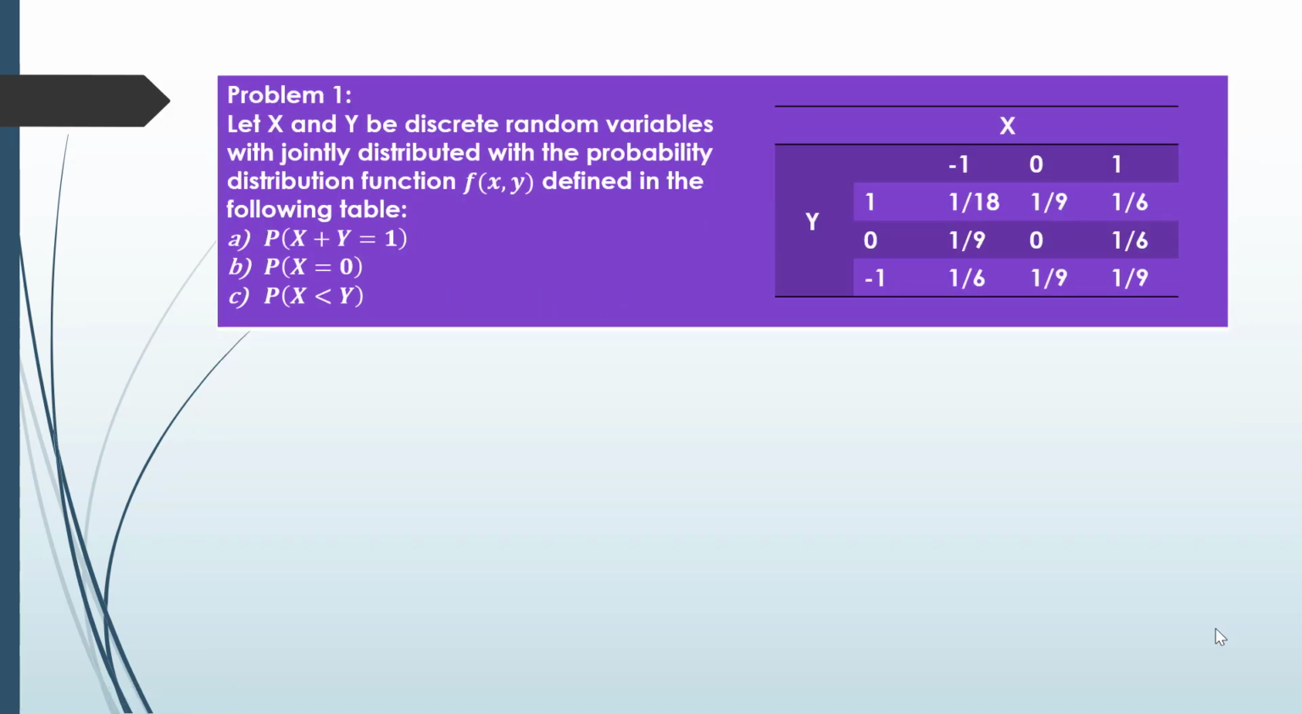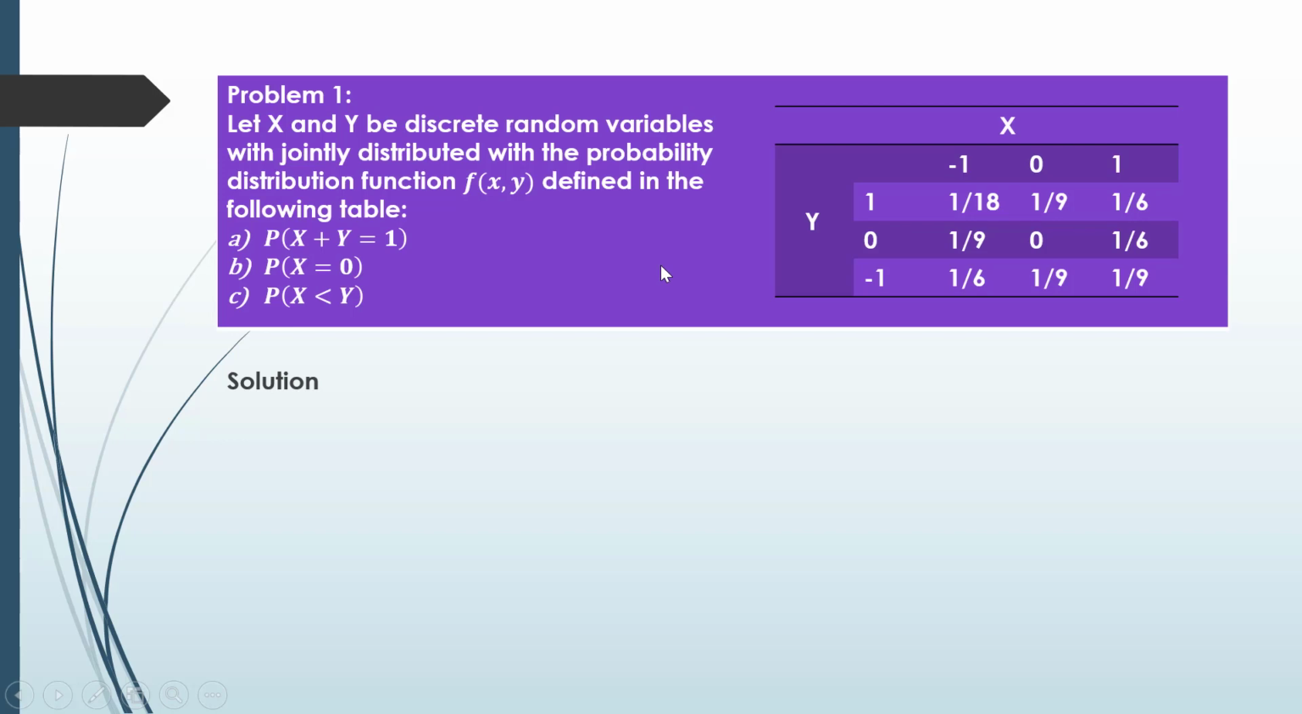Problem number 1. Let x and y be discrete random variables with joint probability function f xy defined in the following table. Then calculate the probability that x plus y equals 1, the probability that x equals 0, and the probability that x is less than y. So for the first question, to find the probability that x plus y equals 1, we basically find the pairs that have x and y sum to 1. So x can be 1 and y can be 0, or x can be 0 and y can be 1. So we have 2 points.